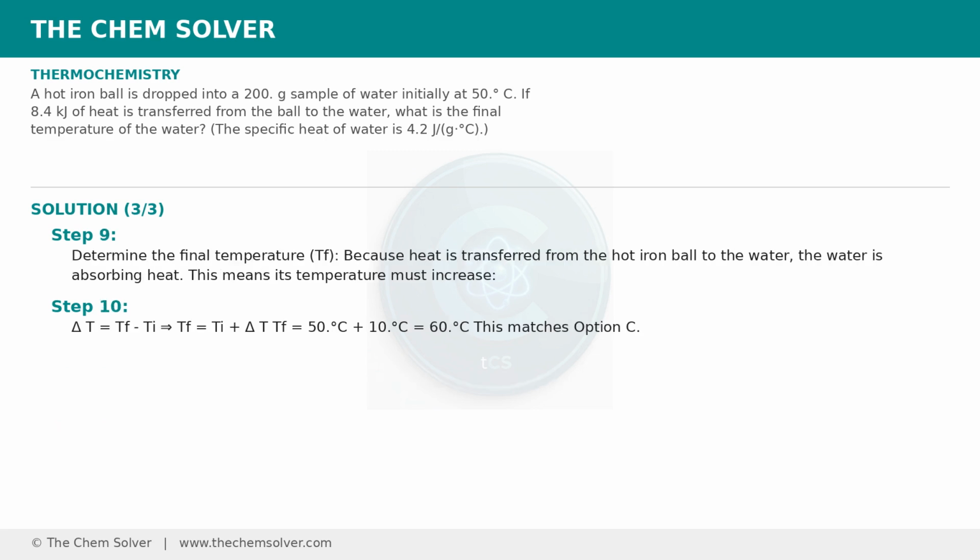Determine the final temperature, Tf. Because heat is transferred from the hot iron ball to the water, the water is absorbing heat. This means its temperature must increase. Delta T equals Tf minus Ti, therefore Tf equals Ti plus delta T. Tf equals 50 degrees Celsius plus 10 degrees Celsius equals 60 degrees Celsius.